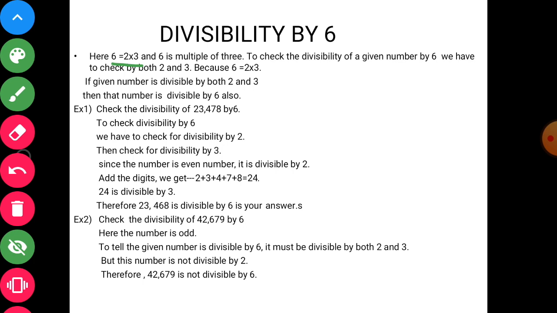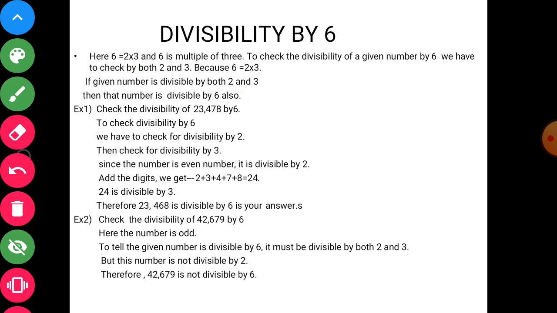To check the divisibility of a given number by 6, what do we have to do? We have to check the divisibility by 2 and 3 both. If that number is divisible by 2 and also by 3, then that number is divisible by 6 also, because 6 is a multiple of both 2 and 3. That you have to keep in your mind.